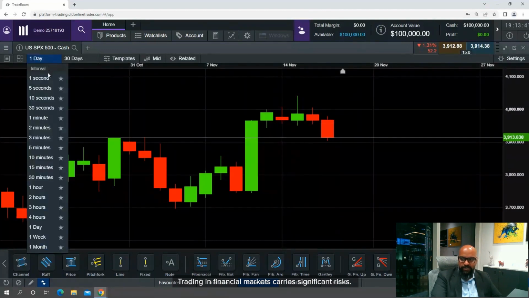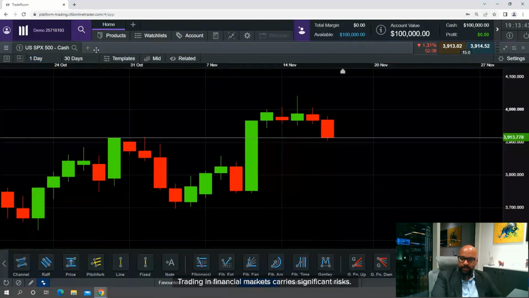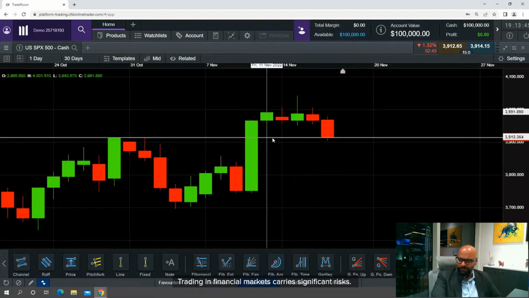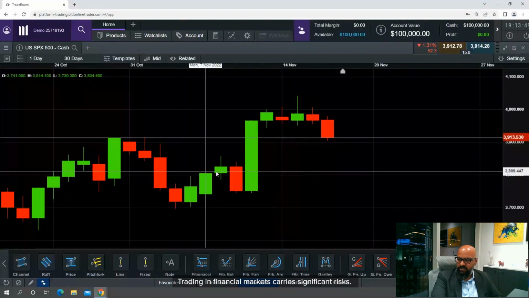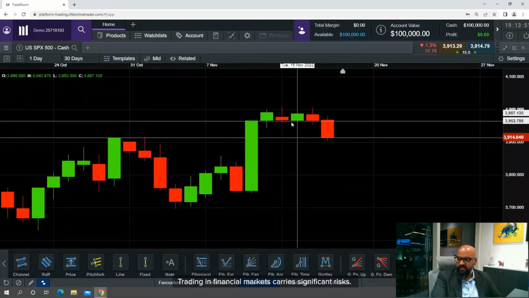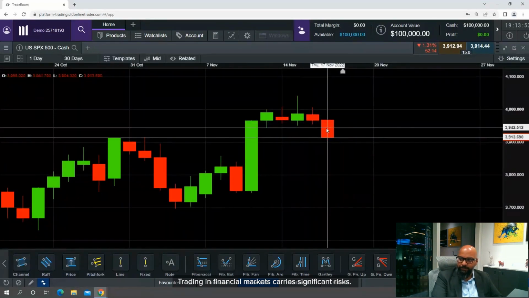Let's just look at a 1 day candle. Just to repeat myself, when you're looking at candlesticks, each candle represents the time frame you're looking at. So in this case, it represents every single day that the market has been trading.